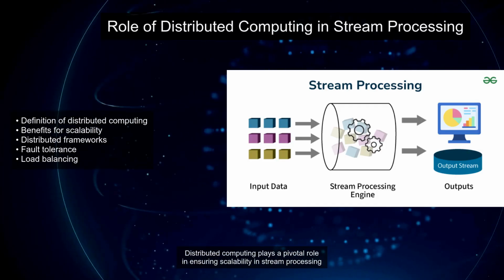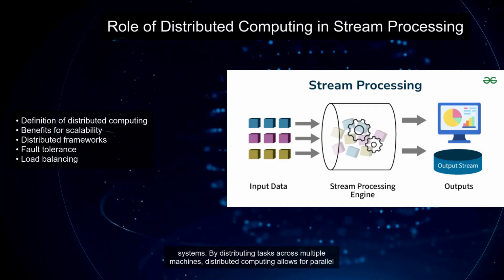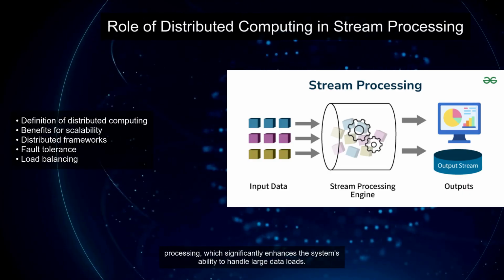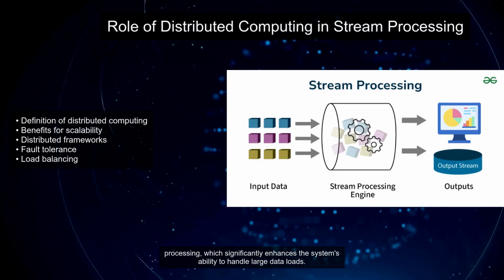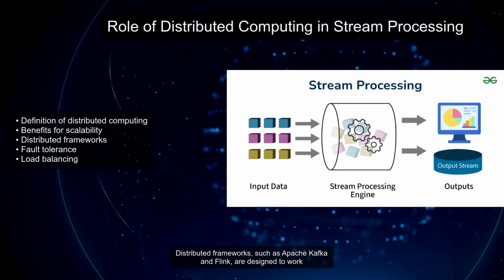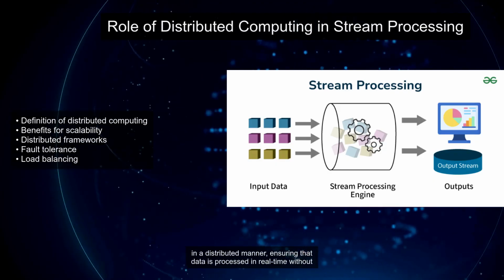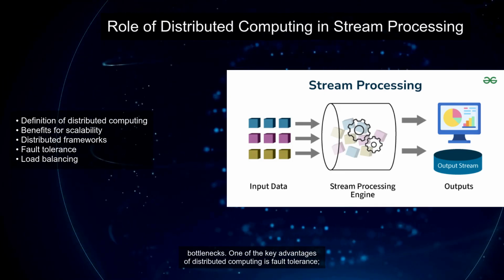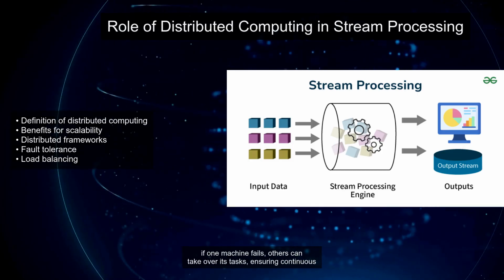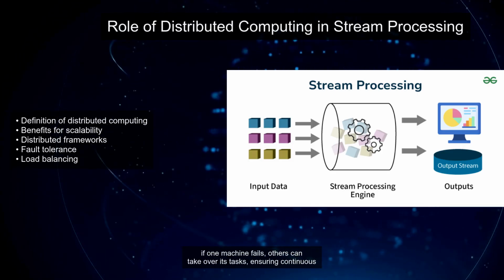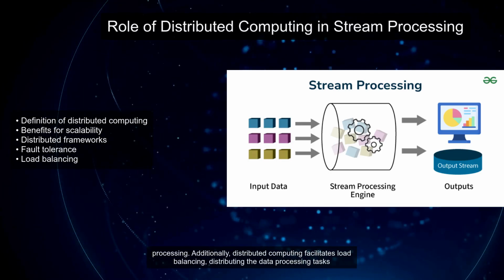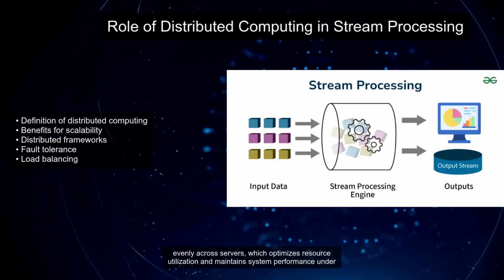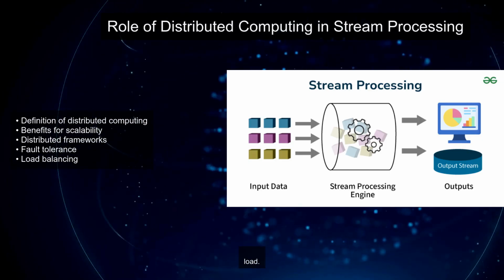Distributed computing plays a pivotal role in ensuring scalability in stream processing systems. By distributing tasks across multiple machines, distributed computing allows for parallel processing, which significantly enhances the system's ability to handle large data loads. Distributed frameworks, such as Apache Kafka and Flink, are designed to work in a distributed manner, ensuring that data is processed in real time without bottlenecks. One of the key advantages of distributed computing is fault tolerance. If one machine fails, others can take over its tasks, ensuring continuous processing. Additionally, distributed computing facilitates load balancing, distributing the data processing tasks evenly across servers, which optimizes resource utilization and maintains system performance under load.